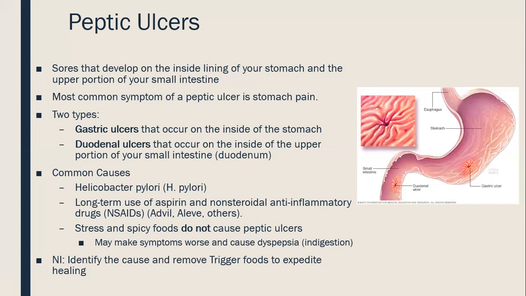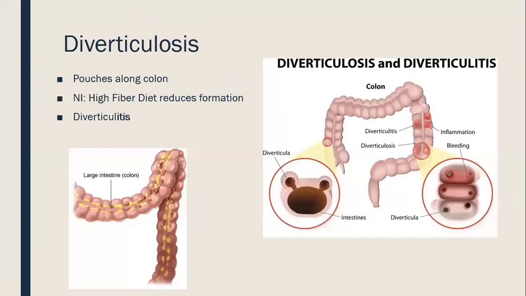If you do have a peptic ulcer, our nutrition intervention here would be to identify the root cause, whether that's H. pylori, which is probably the most common, or long-term NSAIDs, which may be an equally common trigger, and removing any foods that are causing issues or indigestion, just to expedite healing and make sure that process goes smoothly for you.